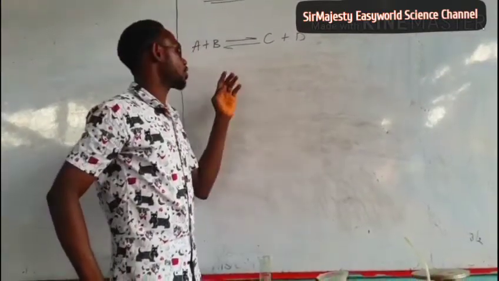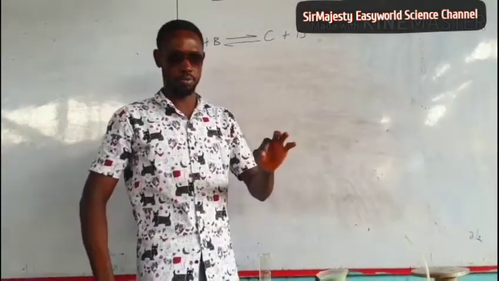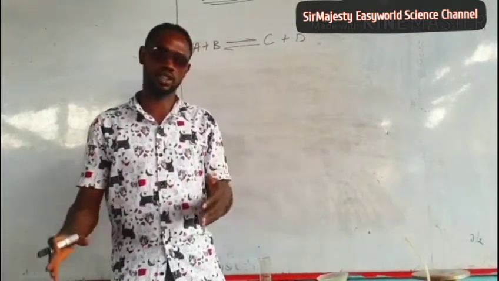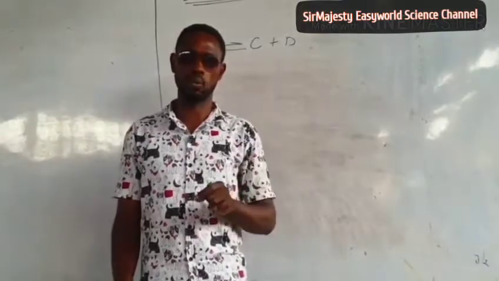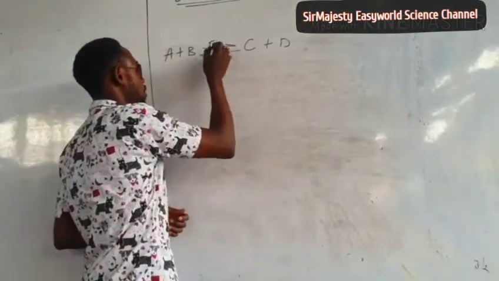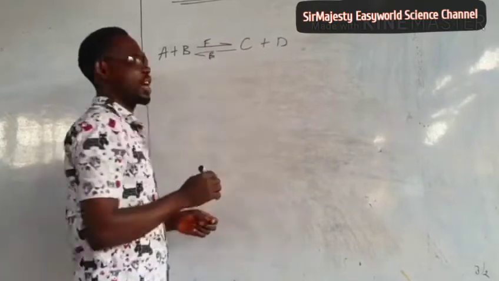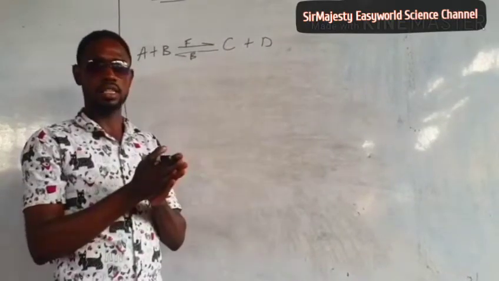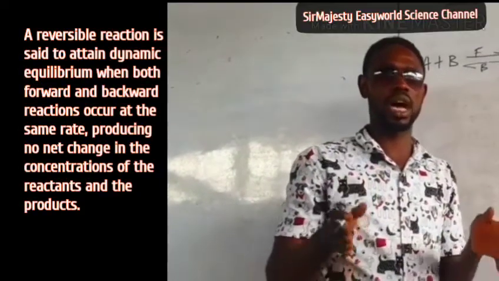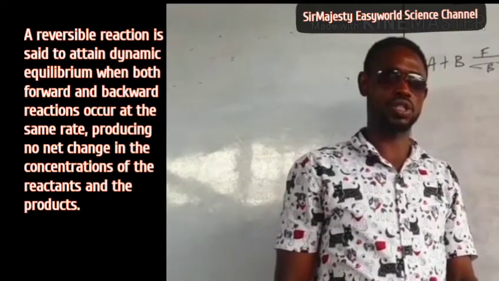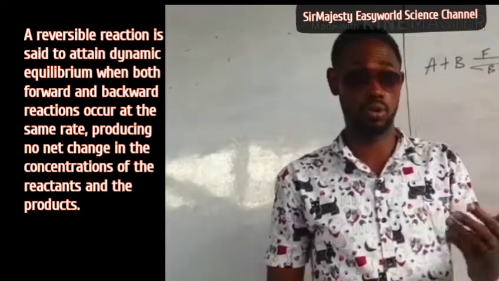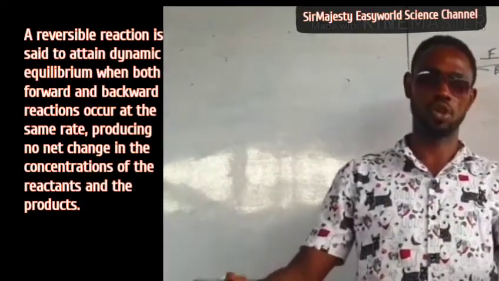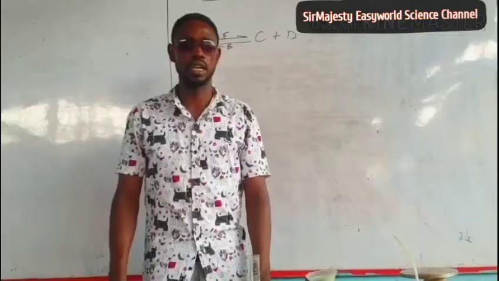Now, whenever a chemical reaction is reversible, we use the term dynamic equilibrium. A chemical reaction that is reversible is said to be in dynamic equilibrium when the rate of forward reaction is equal to the rate of backward reaction, such that there is no net change in the concentrations of the reactants and the product. I take it again: a reversible reaction is said to attain dynamic equilibrium when the rate at which the forward reaction proceeds is equal to the rate at which the backward reaction proceeds, such that there won't be any net change in the concentrations of the species on both sides of the equation of the reaction.